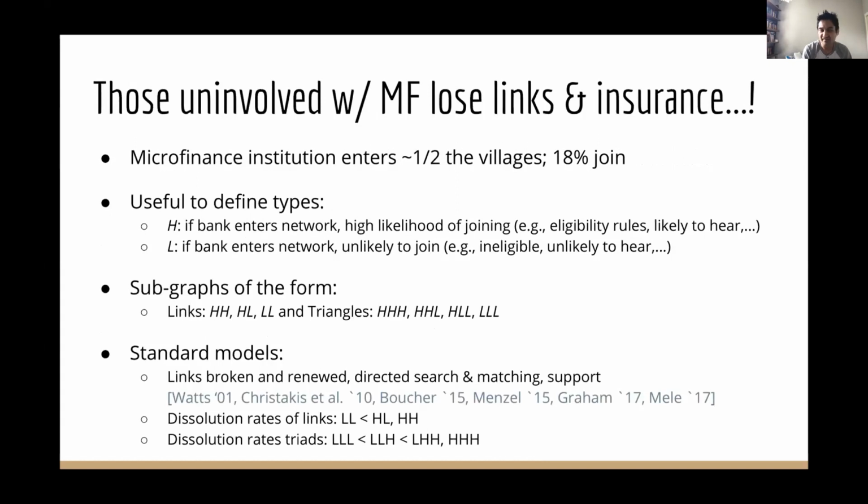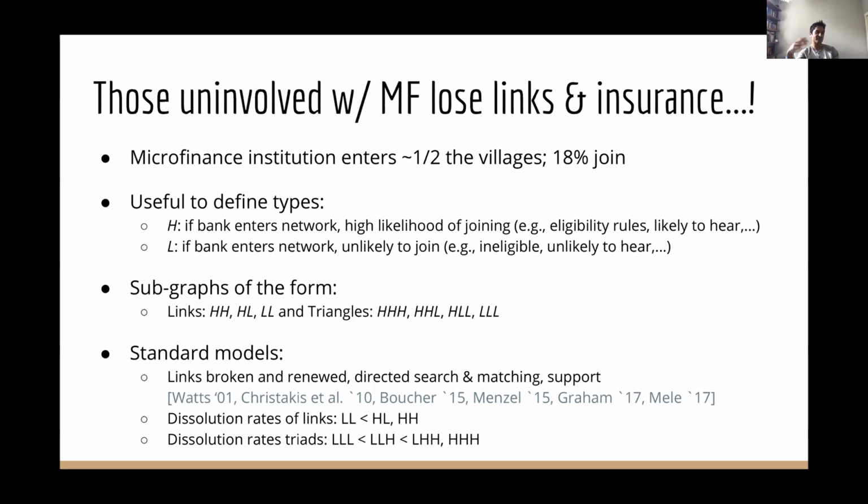So a microfinance institution is going to enter half the villages, and 18% of people join. It's useful to define two types of people, high types and low types. I'm not going to go too much into this here, but high types are people who, if a bank entered your village or your neighborhood, would be likely to join under eligibility rules, or are likely to hear about it or whatever.